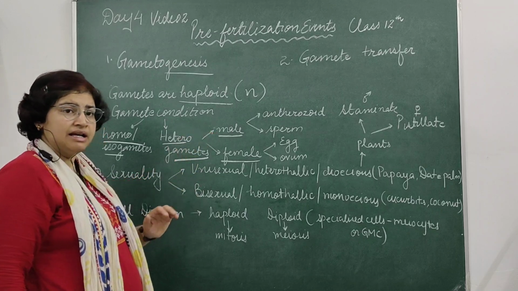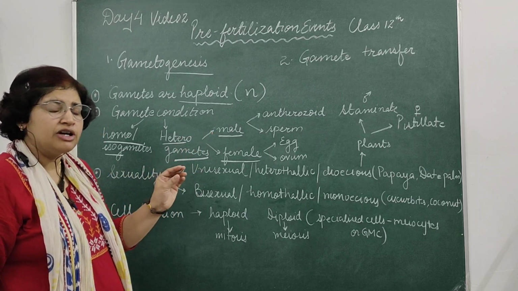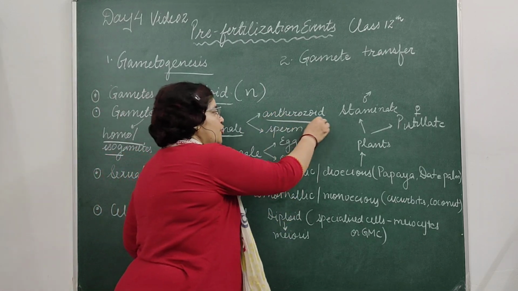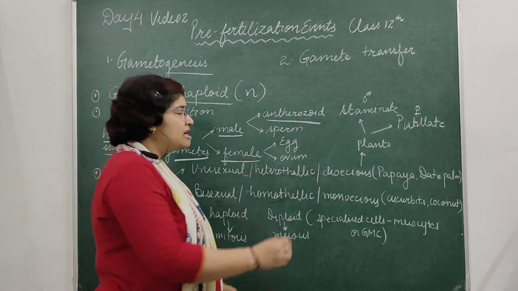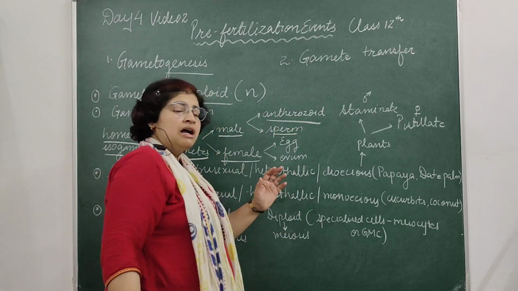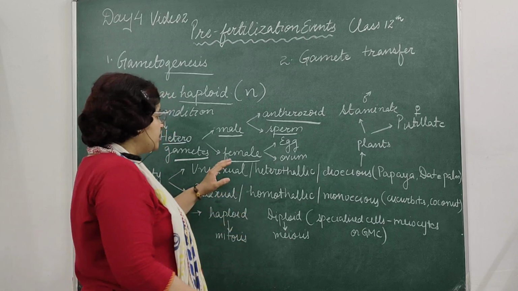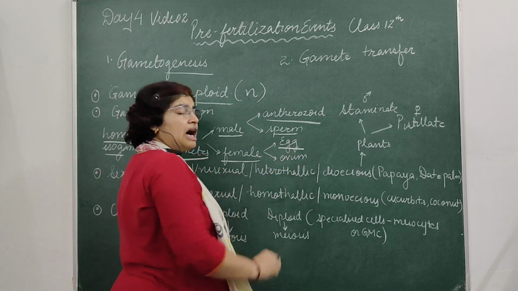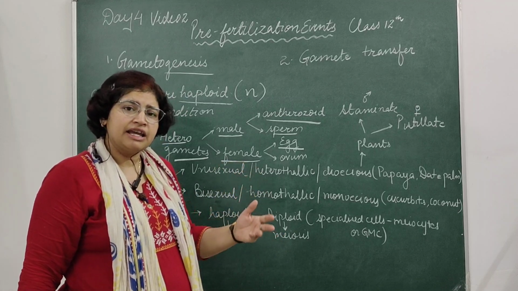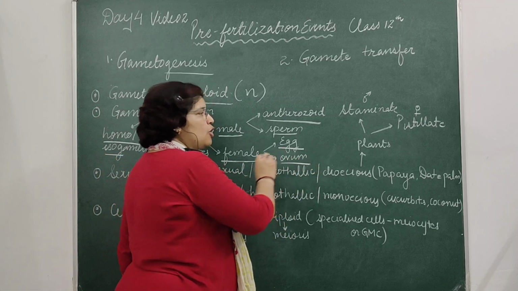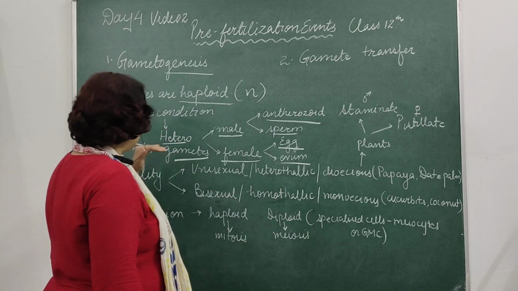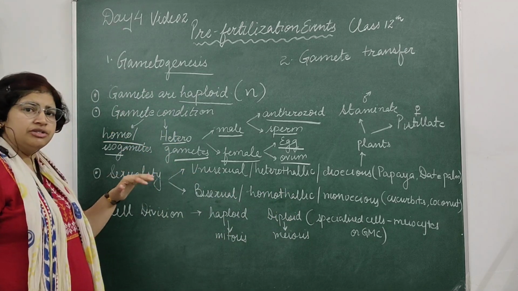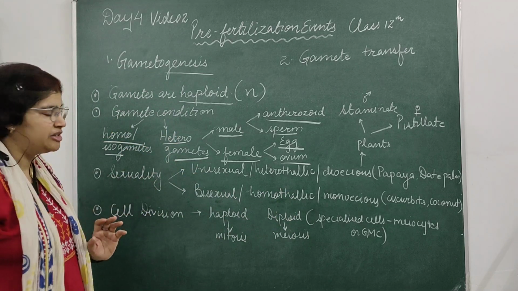In case of male gametes, in plants we can call them androzoid. In animals, we consider sperm. And if we talk about the female gamete, in plants we have the egg as female gamete, and in humans we have the ovum. So this is all about the gametes condition in different organisms.